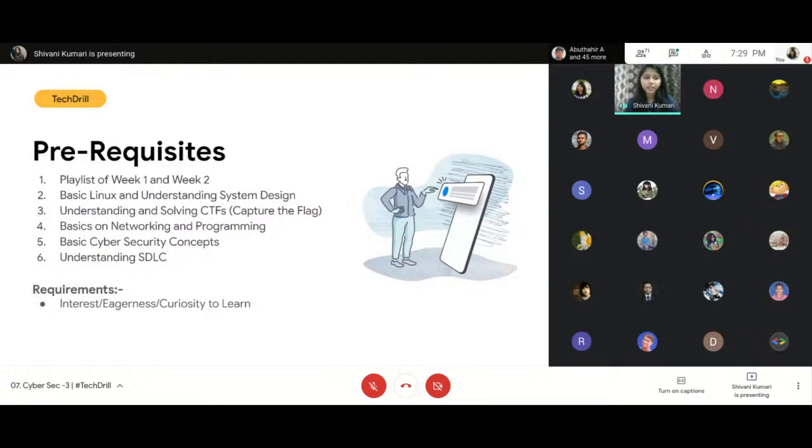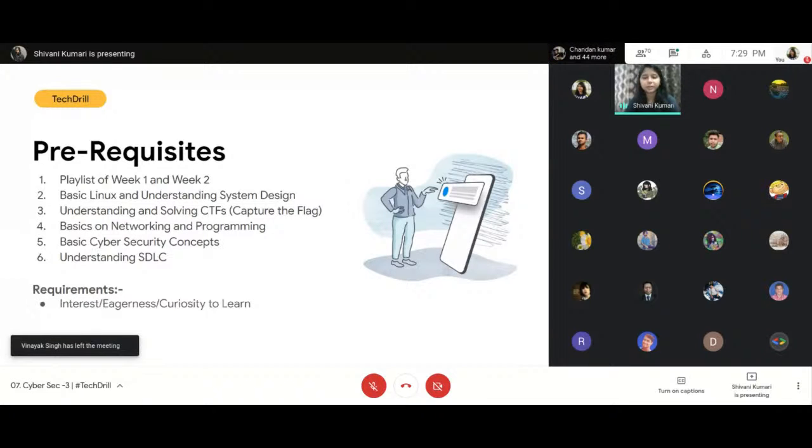And finally, we have the requirement for this tech trip. So I only need your interest, eagerness, curiosity, and attention to learn cybersecurity. Even if you are into the development field, security is essential, and cybersecurity starts from you.